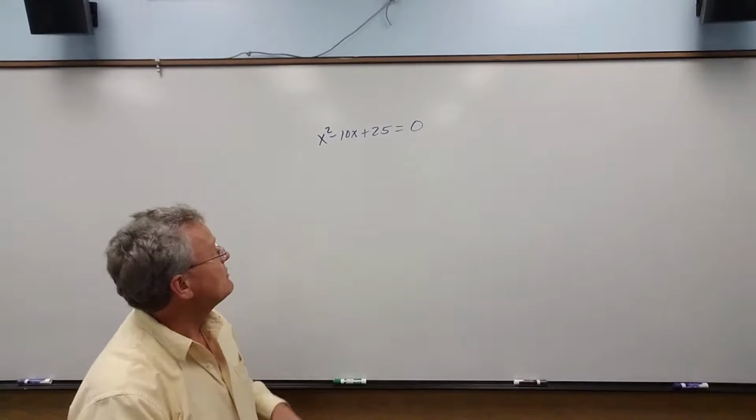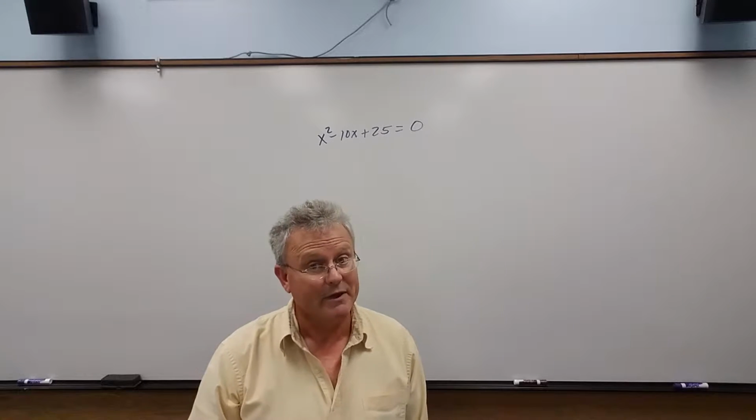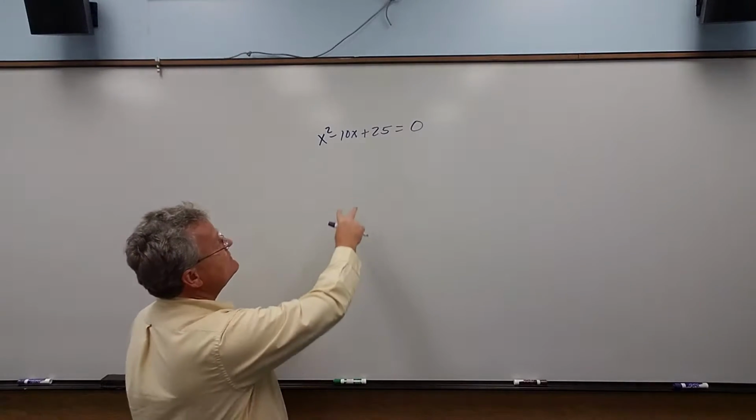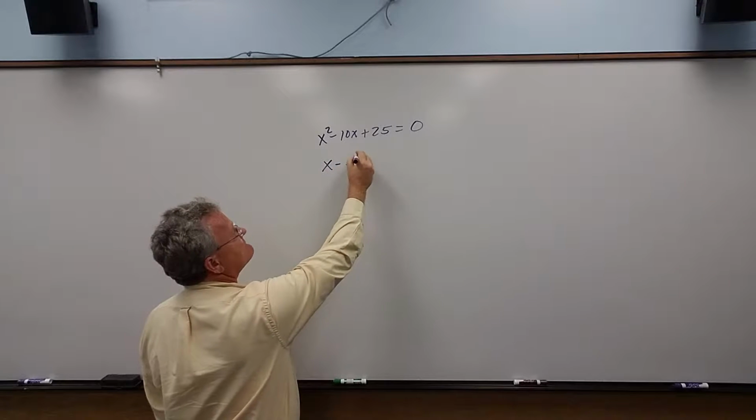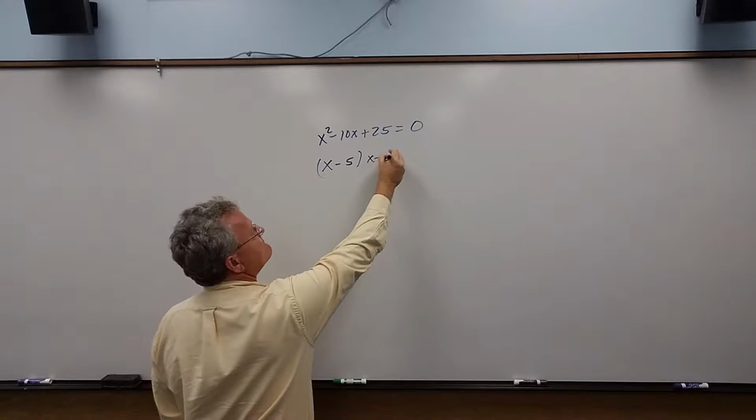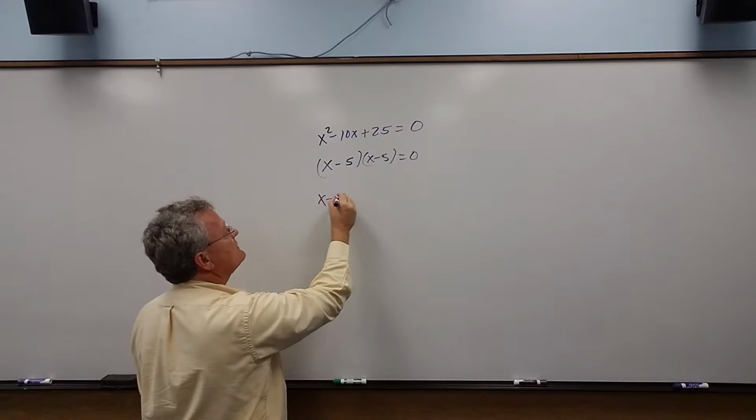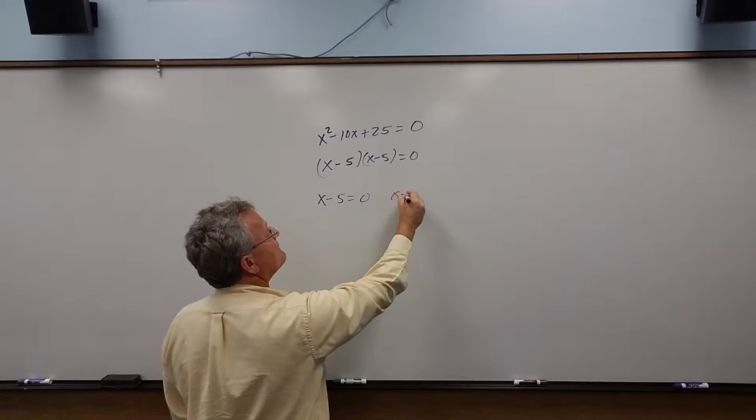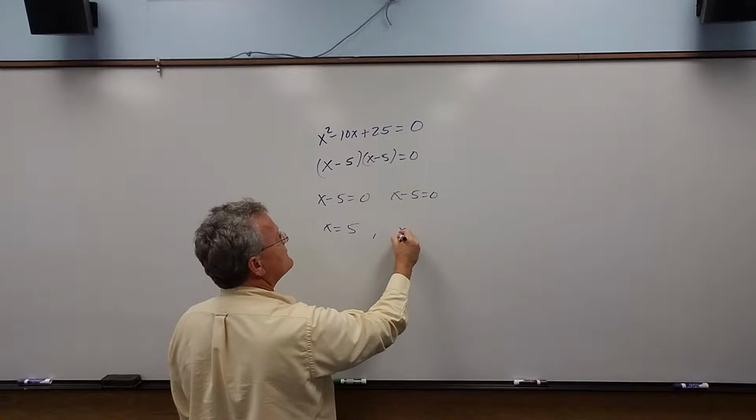Okay, here we're going to talk about quadratic equations with one solution, one repeated solution. So when we factor this, the factors are x minus 5 times x minus 5. And we set each factor to 0, and we can see that we end up with a repeated solution. x is 5 and x is 5.